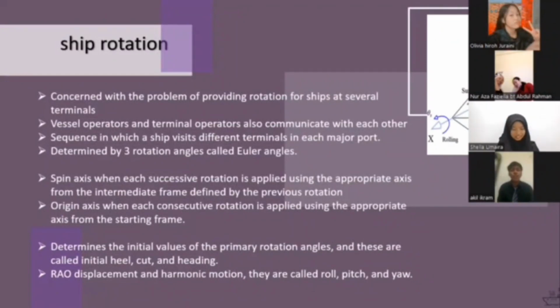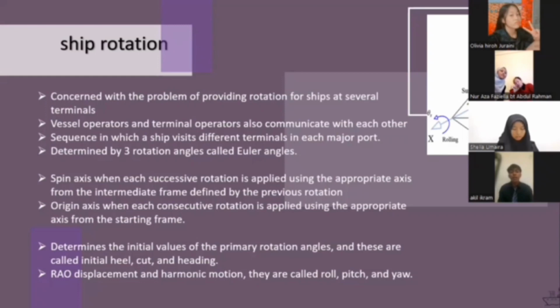Next is ship rotation. Ship rotation is concerned with the problem of providing rotation for ships at several terminals. The vessel operator and the terminal operator also communicate with each other. Ship rotation is determined by three rotation angles called Euler angles. The spin axis is when each successive rotation is applied using the appropriate axis from the intermediate frame defined by the previous rotation. The origin axis is when each consecutive rotation is applied using the appropriate axis from the starting frame.